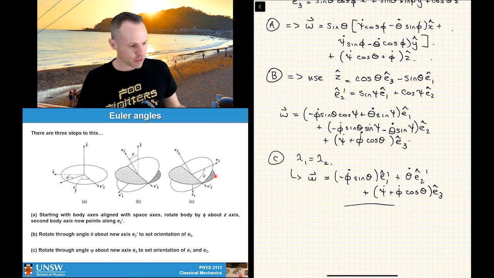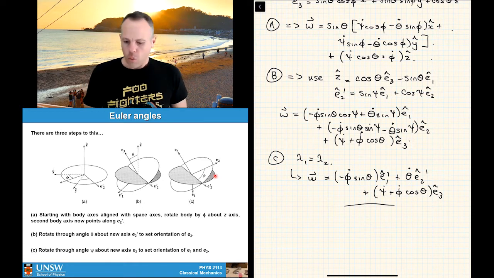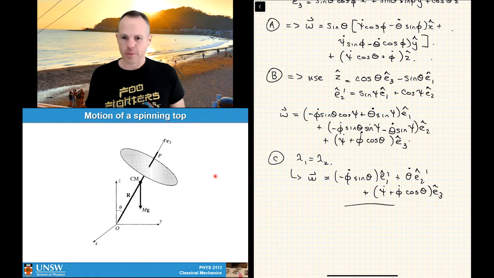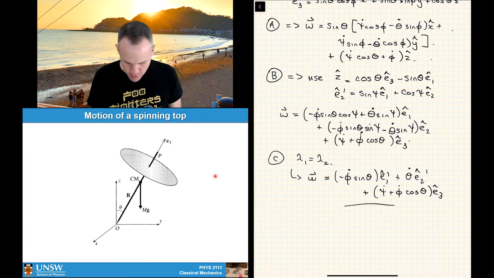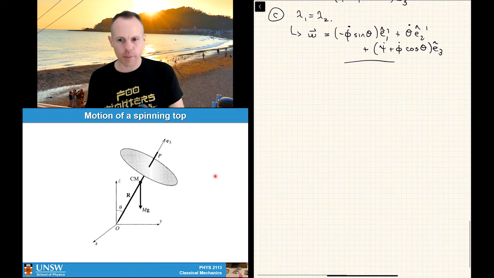If you ever need it, you know that it's there. Where I want to go from here is back to my motion of a spinning top. And the reason why I brought up Euler angles is because I kind of need them for this problem to get the last thing out of the problem, okay? So here we are back with our spinning top again.